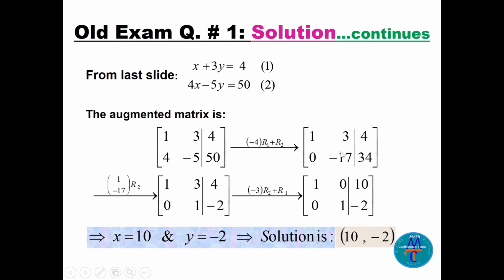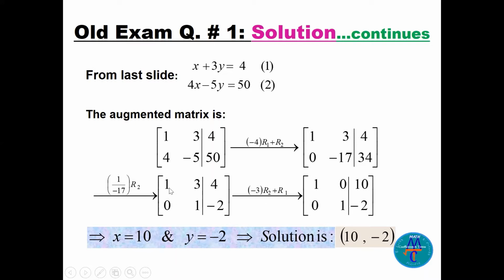Now I have to make this number here, the minus 17, I have to change it to 1. So I can divide row 2 by minus 17 or multiply 1 over minus 17 or minus 1 over 17. It's up to you. So we'll get 0, 1, minus 2. Now I have to change this number 3 to 0. So I take row 2, multiply by the opposite, which is minus 3. You add to row 1.